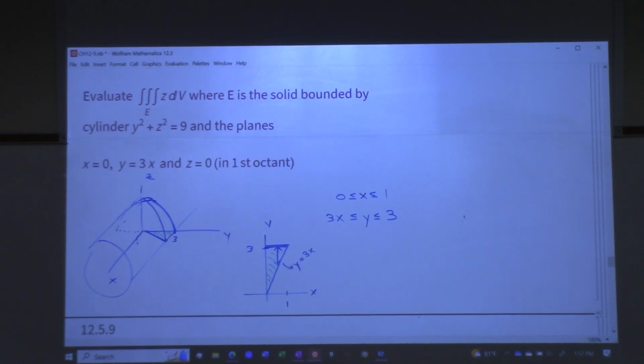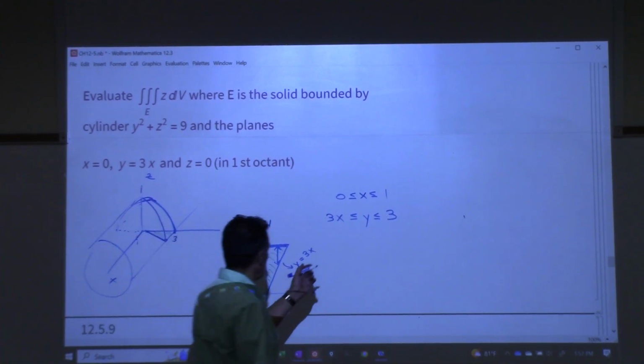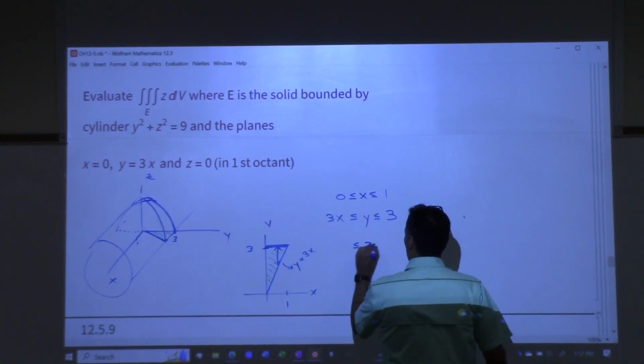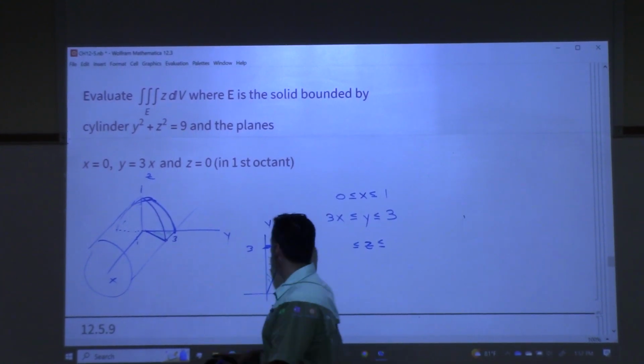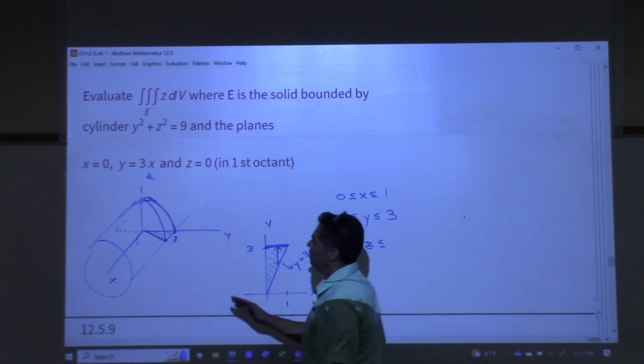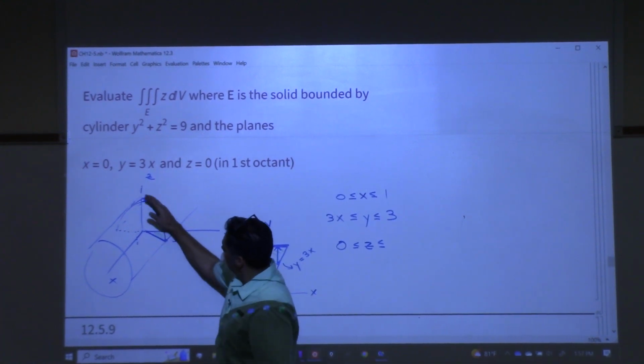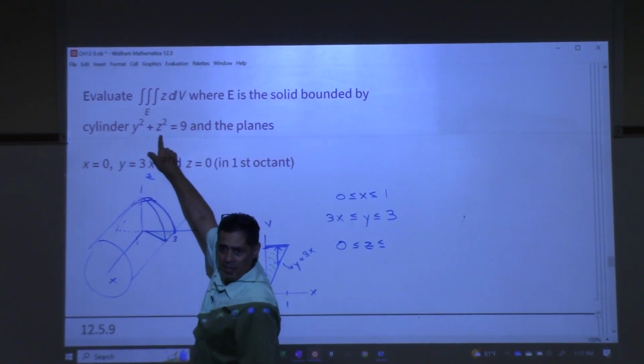Yeah, so what's the z, right? What's the bottom bound of this thing? What's the bottom? Z equals 0. Okay, and what's the top? Well, it's this thing, right? Which is that solved for z.